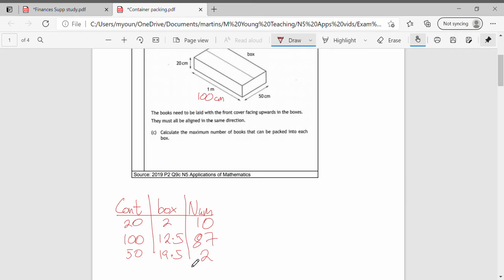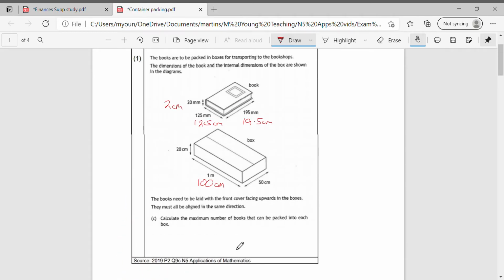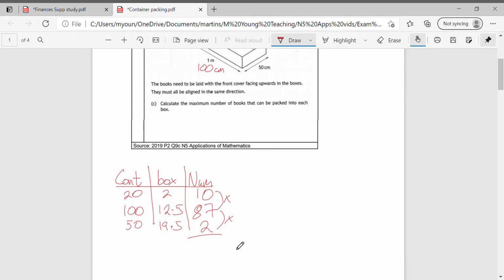So basically what that means is there are 10 stacks, there is 87 going across this way, and then there's 2 going across this way. So there's 10 lots of 87 times 2. We multiply these numbers together: 10 times 87 times 2, and that's 1740.